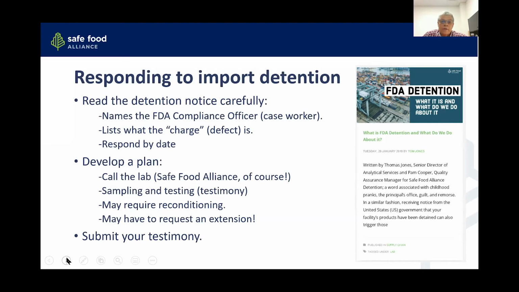Of course, you want to develop a plan right away. You don't want to sit on these things. These are not your typical samples. So you want to call your laboratory. Of course, I put Safe Food Alliance in there because those are the laboratories that we represent.